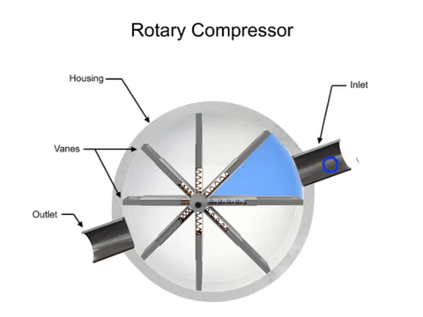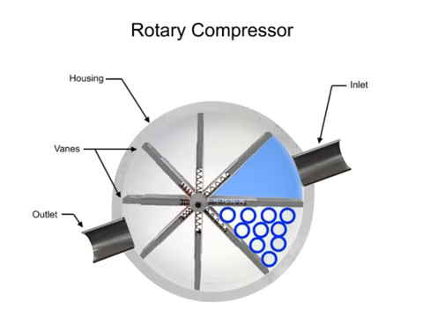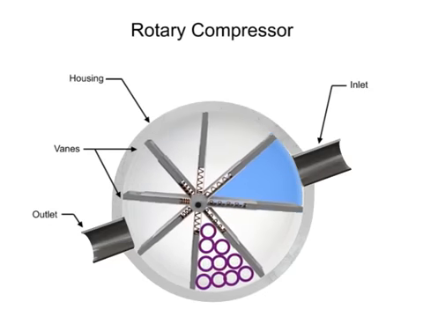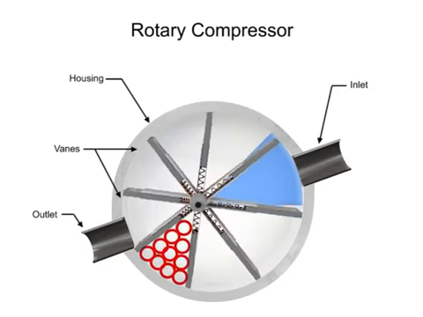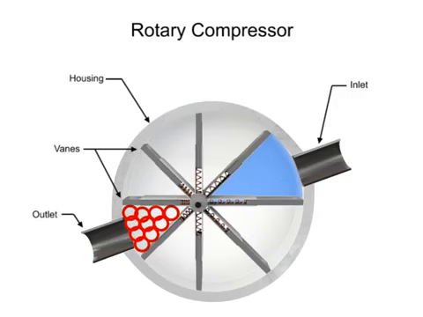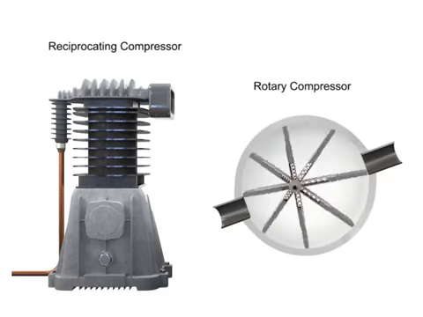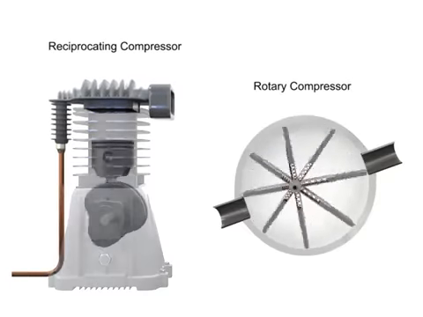Air enters at the largest chamber. As the vanes rotate, they retract, causing the chamber to get smaller and compress the air. Air exits at the smallest chamber. Rotary compressors are typically free of the vibration and pulsation that occurs with reciprocating compressors.